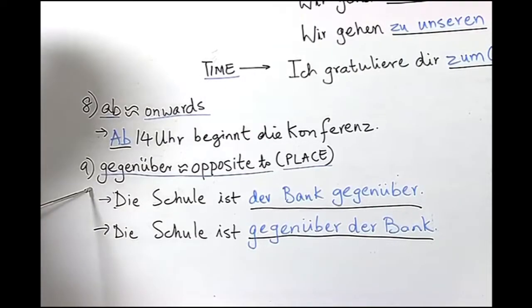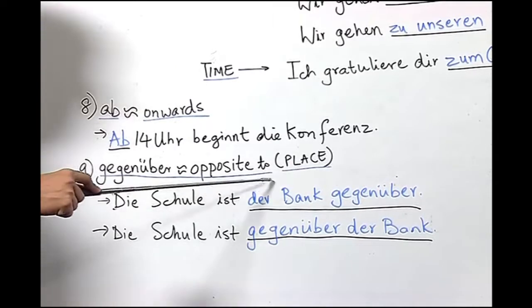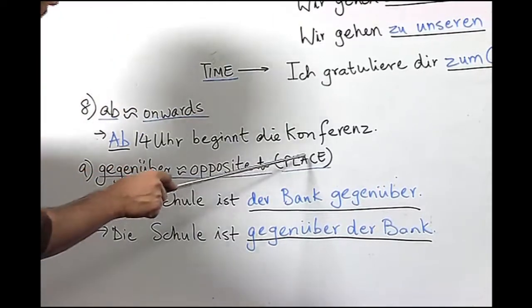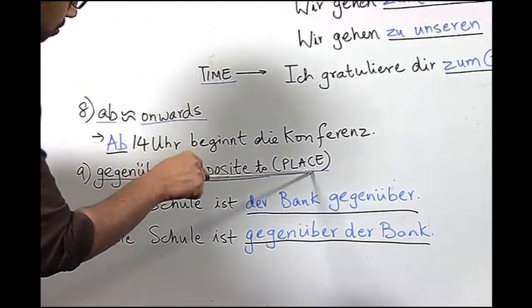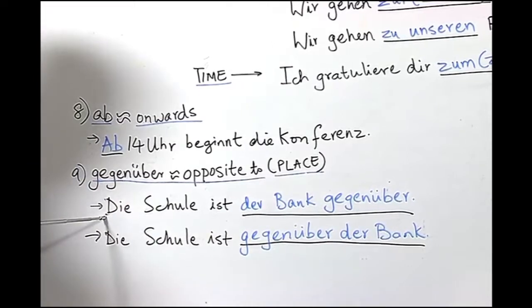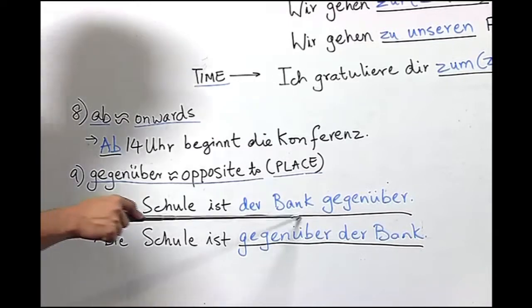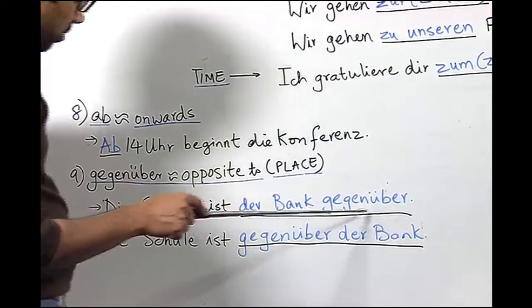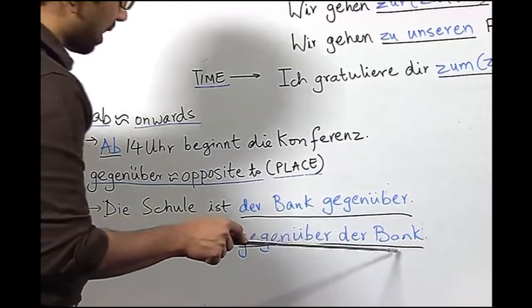The other preposition which we have here is gegenüber, which means opposite to. Now, gegenüber is a preposition which is used predominantly for the context of place. Now, look at the sentences with gegenüber. Die Schule ist der Bank gegenüber. Die Schule ist gegenüber der Bank.